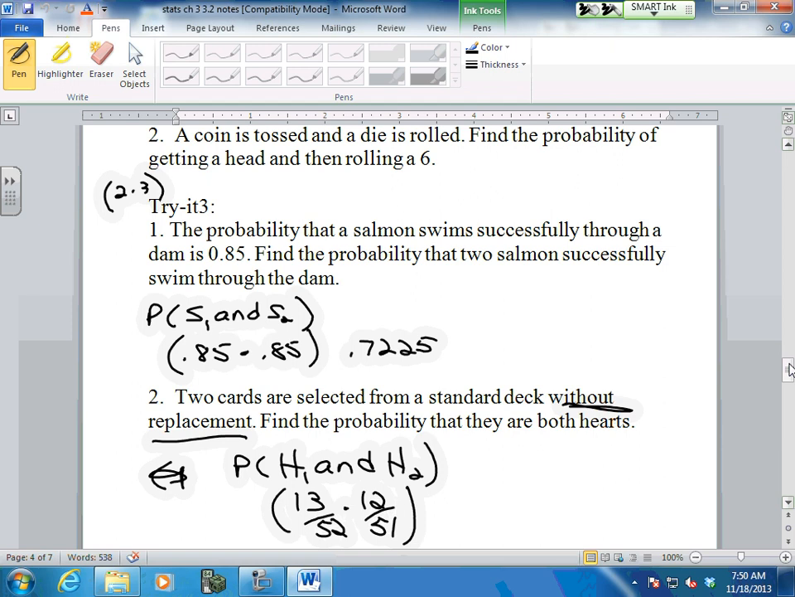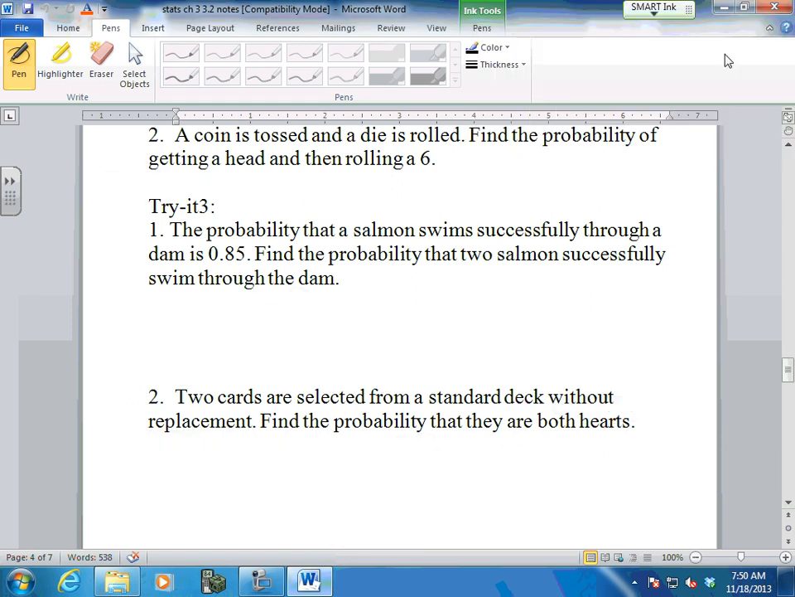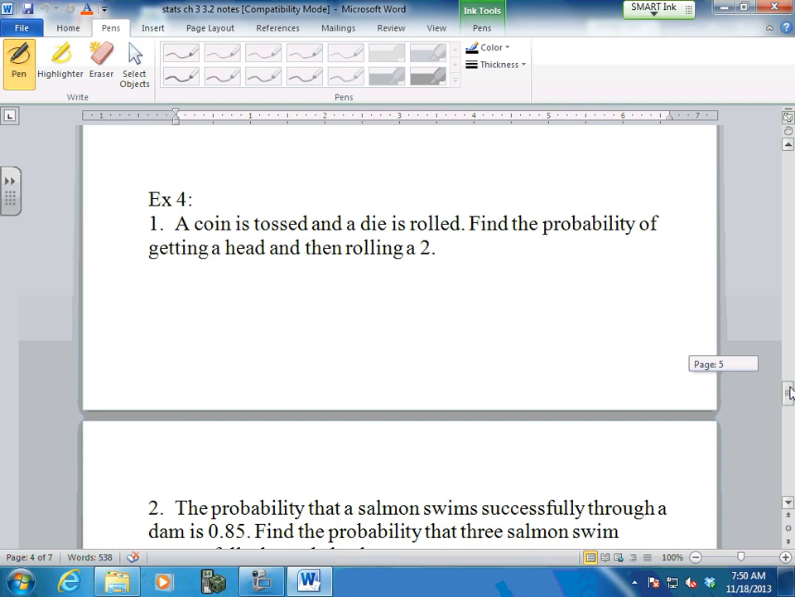Okay, so we multiply these guys. And if you want, you could leave it as a decimal and make life easy. Okay, everybody's good with that? Okay.